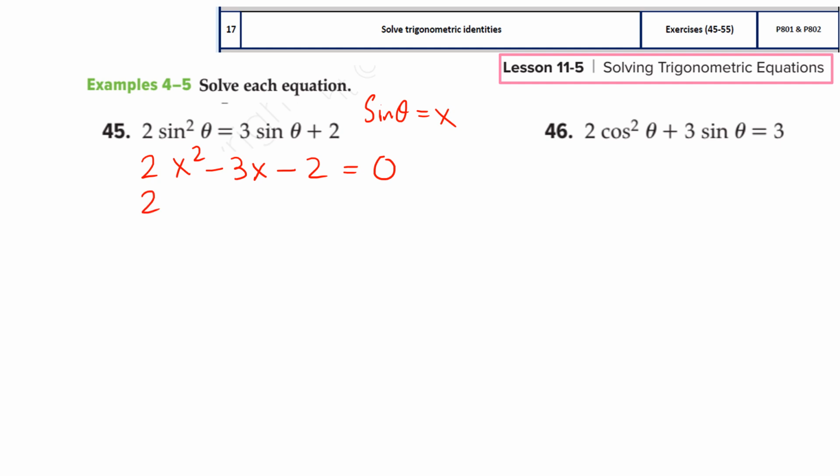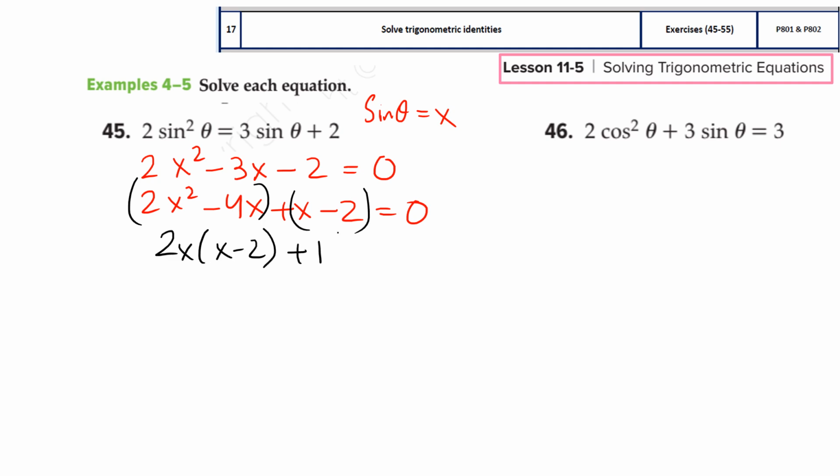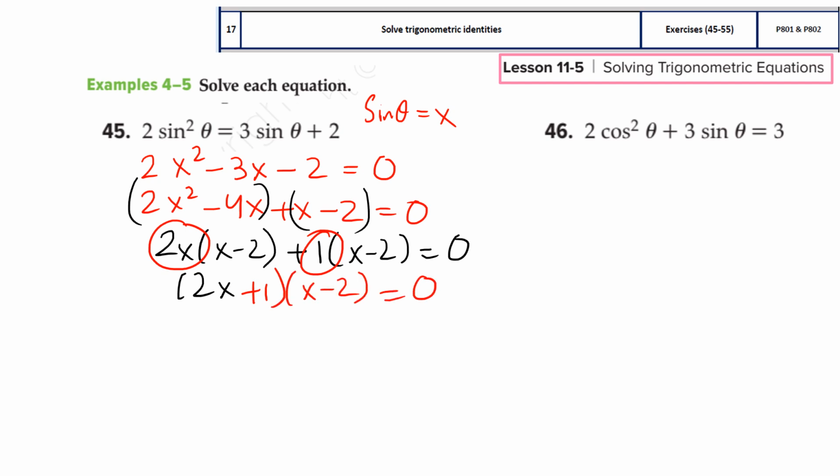So this can be written as 2x square minus 4x plus x minus 2. So I can take the common factor from these two and these two separately. 2x is common, so x minus 2 left. So I can write 2x, now I'm collecting 2x plus 1 and x minus 2.